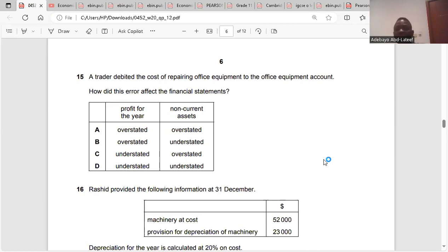A trader debited the cost of repairing office equipment to the office equipment account. How did the error affect the financial statement? Cost of repairing is an expenditure. This will understate the profit. At the same time, overstate the non-current assets. Right? Yes. So it's A. You clear? Yeah. Question 16.